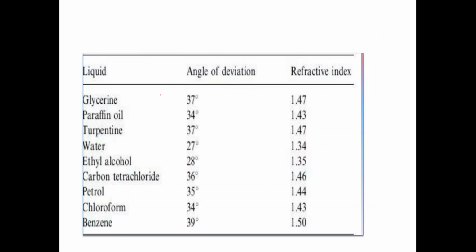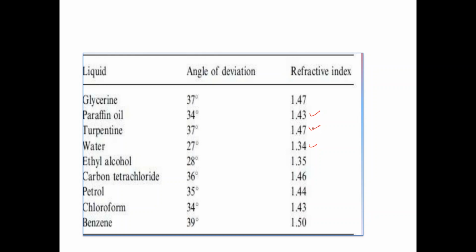Now here a few values are given. From here you can find out the refractive index. If optical density is more, refractive index is more. 1.43 paraffin oil, 1.47 turpentine oil, 1.34 water.